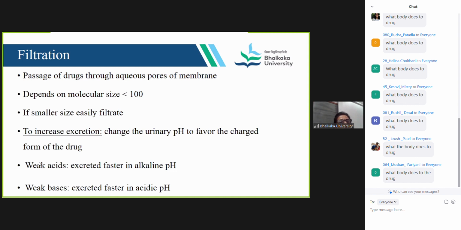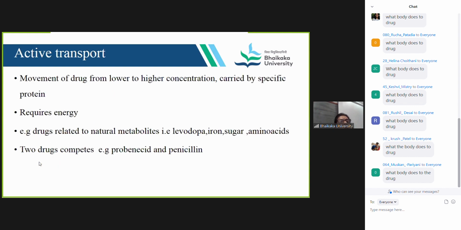One always has to ionize the drug to filter it through the membrane so that it can be excreted. This is the reason that most water soluble drugs filter very easily and can be excreted very easily. So one has to give them in injectable form. The other mechanism is active transport.